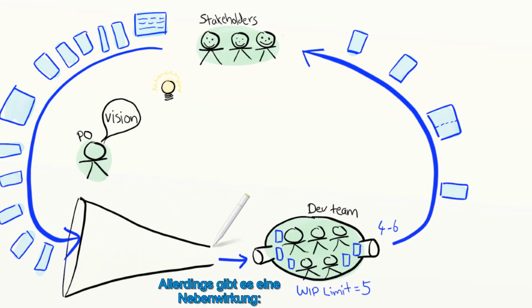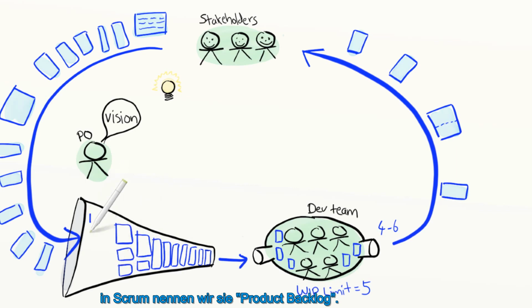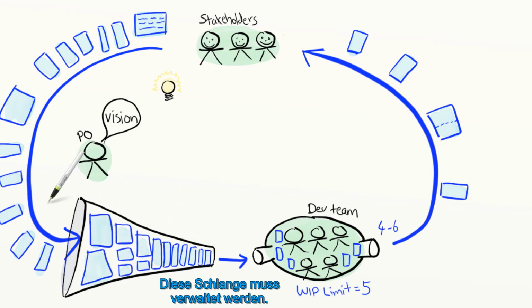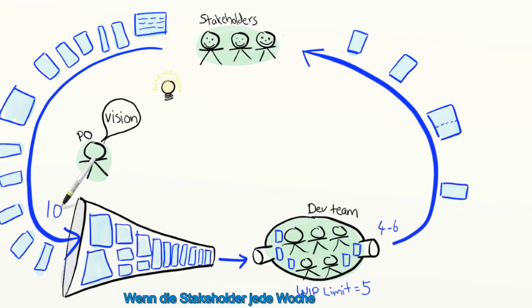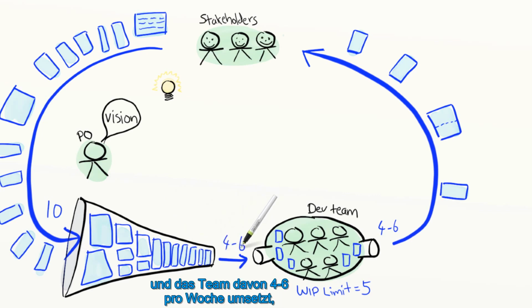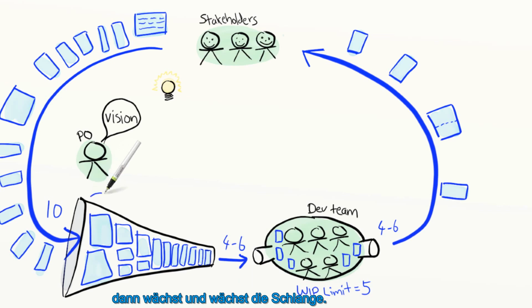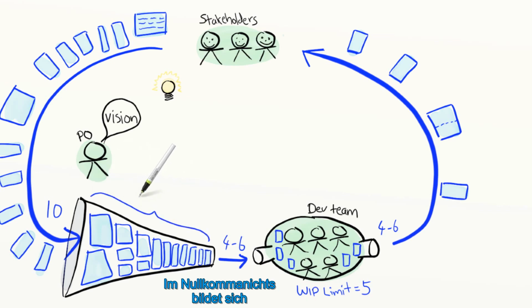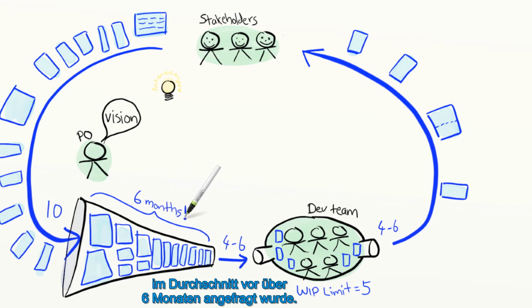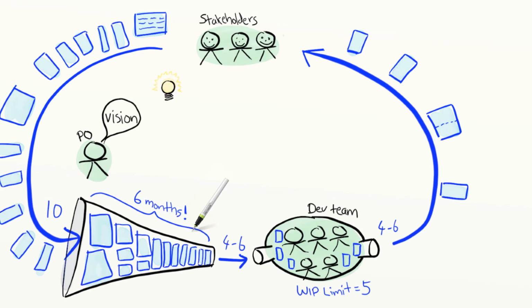A side effect, though, is that there will be a queue forming in front of the team, and that queue in Scrum is called a product backlog. The queue needs to be managed. Suppose stakeholders keep asking for 10 new stories every week, and the team delivers 4 to 6 stories every week. That means the queue will just keep getting longer and longer, right? So before you know it, you have a 6-month-long wish list in the backlog, and growing. That means that on average, every story that the team delivers is something that somebody asked for 6 months ago. How agile is that?